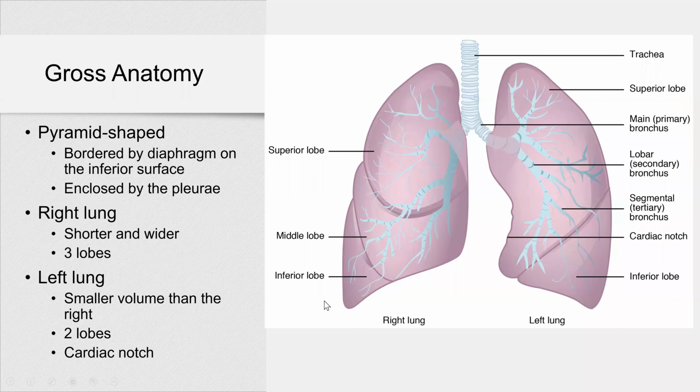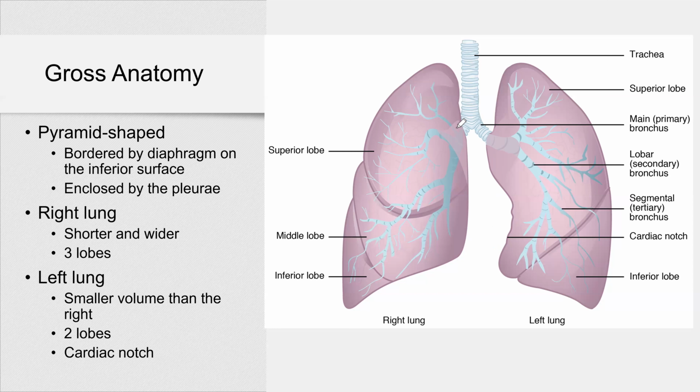Now we're moving to lungs, and right now it's just gross anatomy. It's pyramid shaped, bordered by the diaphragm on the inferior surface, enclosed by the pleura. Pleura is a serous membrane covering the lungs. The right lung is shorter and wider and has 3 lobes, and the left lung has a smaller volume than the right, has 2 lobes, and it has a cardiac notch. The reason why the left lung is smaller is that right here in the mediastinum you have the heart, and I would say 2/3 of the heart is located towards the left side of your body.